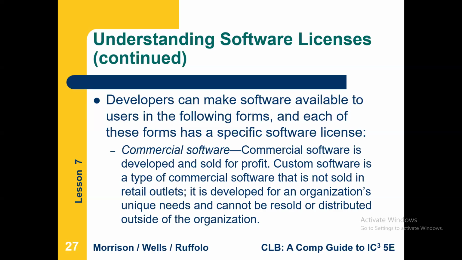So developers make software available to users in the following forms. So you have different types of users. If they develop a software, either it is a commercial software, and usually these commercial software are developed and sold for profit. So the software developers develop it for a commercial purpose. That means that you have to go and buy that software.